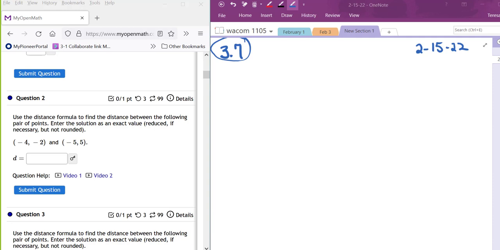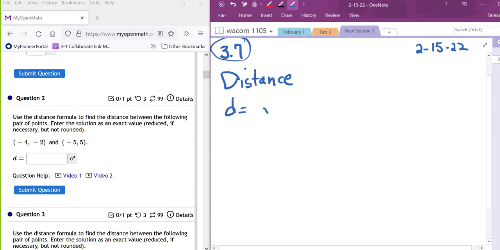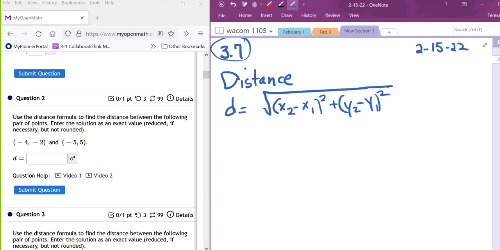So first is distance between 2 points. And your formula is the square root of x2 minus x1 squared plus y2 minus y1 squared. And I picked out problem 2 because this one you have more of a possibility of a sign error.